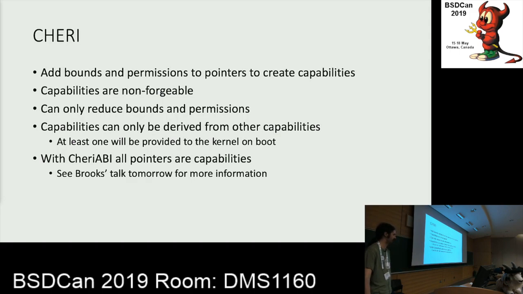This is the project I work on. We've decided, well, what happens if we take pointers and double the size of them, but then encode some bounds and permissions in the top bits, and make sure that they're non-forgeable, so you can't just get one from anywhere. You have to derive them from other capabilities, so you can't just take one and try to expand it toward a memory. You can consider this to be similar to a sanitizer. With CheriABI, we make all pointers these capabilities, but come along tomorrow morning to hear Brooks tell you about this. I'm not going to go too much into this.